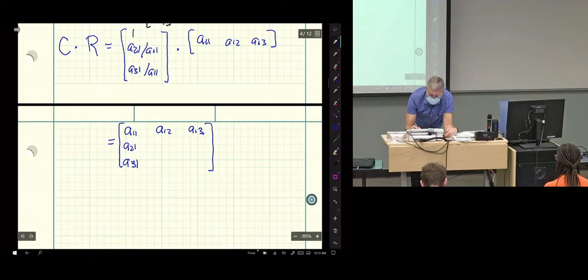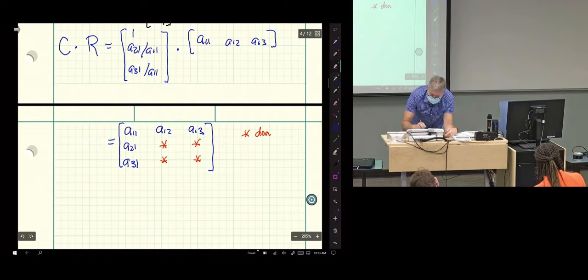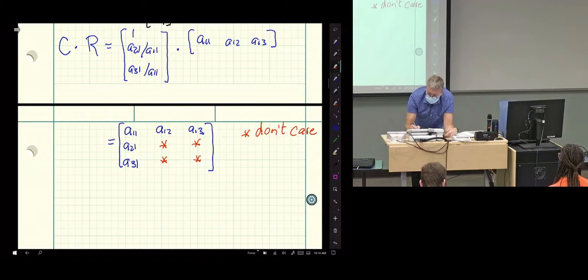Now, I haven't filled these others in. And I'm going to put in a common symbol that means don't care. I mean, I do care. I need the numbers. But in some sense, I don't care. And you'll see. Okay, this is all very mysterious for the moment.